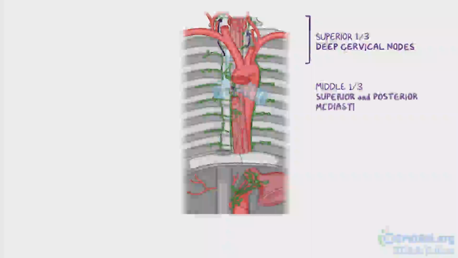The lymphatic drainage of the esophagus is divided into thirds. The superior third drains into deep cervical lymph nodes, the middle third into superior and posterior mediastinal lymph nodes, and the inferior third into the left gastric lymph nodes.